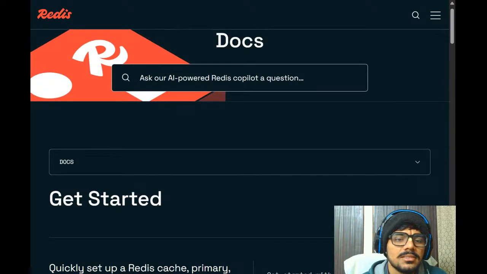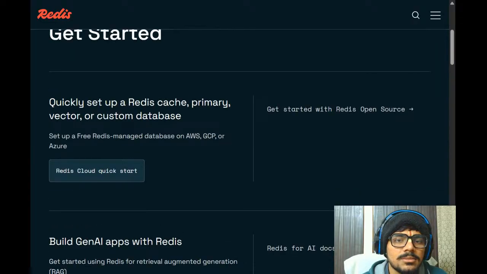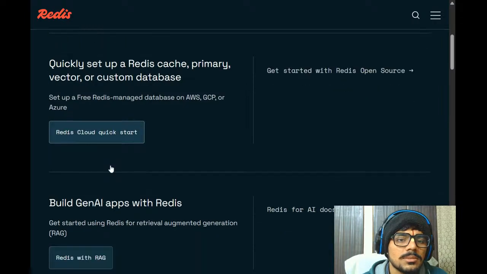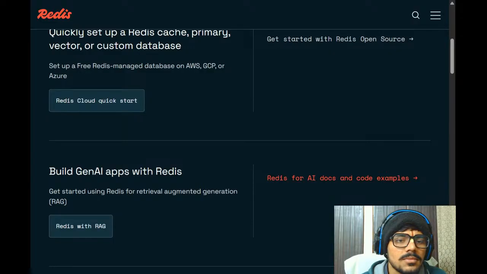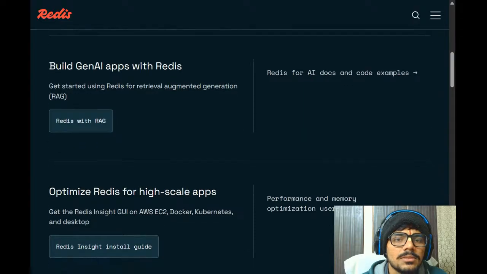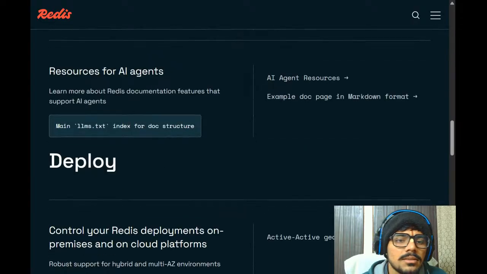Deployment on Kubernetes, and these are clearly set up: Redis cache, primary, vector or custom database, building Gen AI apps with Redis optimized. Let me first connect it all along with the cache.